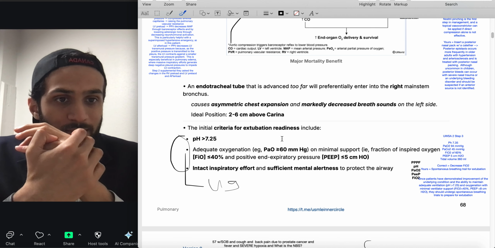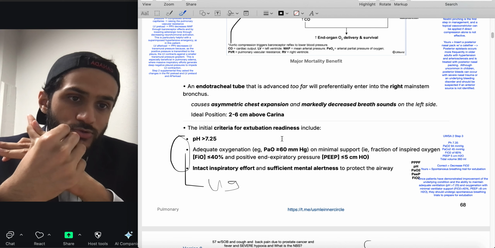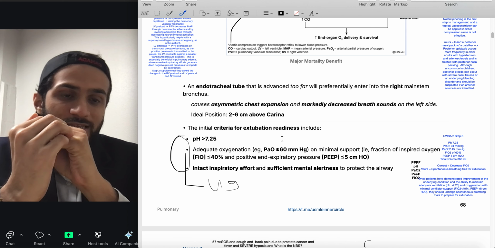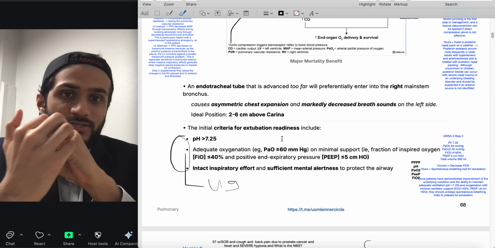We had a case over here. The patient has a pH of 7.35, PaO2 94, CO2 45, FiO2 60%, PEEP is 5, tidal volume 136. What's the next best step over here? You want to decrease FiO2. The FiO2 is at 60%. That's really high.